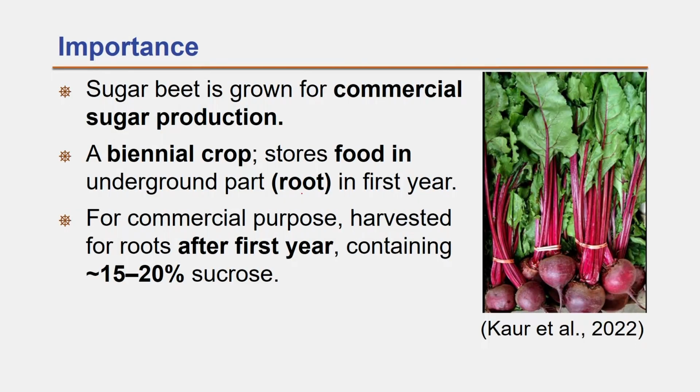Now we go into the details of the economic importance of this crop, sugar beet. It is grown for commercial sugar production. It is a biennial crop that stores food in the underground part in the first year. For commercial purposes, it is harvested for roots after the first year, containing 15 to 20% sugar. So from the seed production point of view, it is a 2-year crop, but for production of roots or beet roots, it takes 1 year.